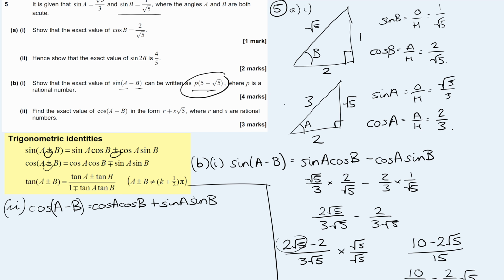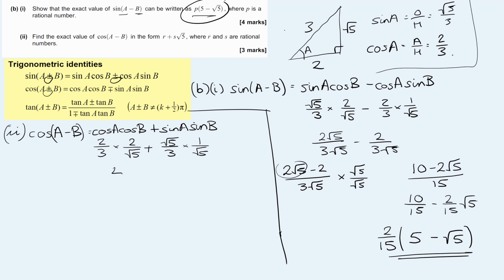So then again, just reading everything that we've already got it all over here. So cos A was 2/3 and cos B was 2 over root 5. Sine A was root 5 over 3 and sine B was 1 over root 5. So very, very similar to part 1 of B actually. Just working this through again, I've got 4 over 3 root 5 plus root 5 over 3 root 5. Once again, let's give it a common denominator. So we've got 4 plus root 5 all over 3 root 5. We're looking to formulate it into this form. So again, rationalise the denominator.